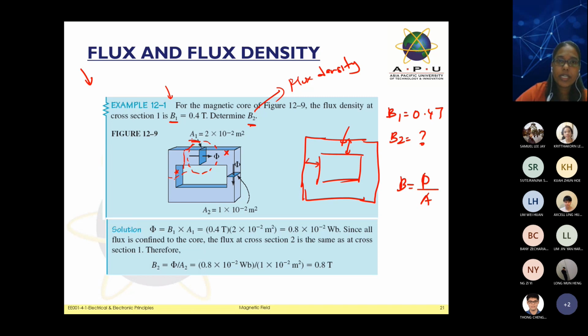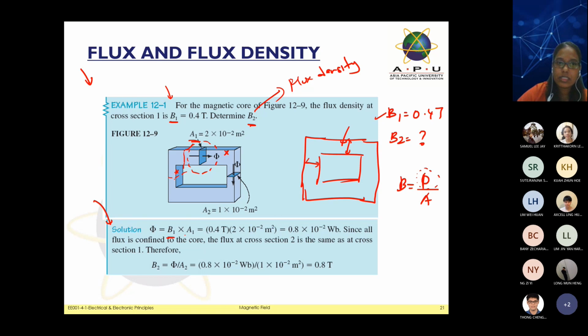So I already know A1 is 2 times 10 power minus 2, and I already know the value of B1. From here, I can find the flux. Once I can define the flux, I can define the B2 value, because the flux will be the same. For example, have a look at this solution. You already have the solutions here.